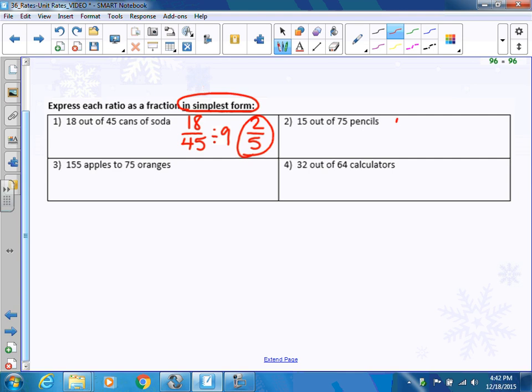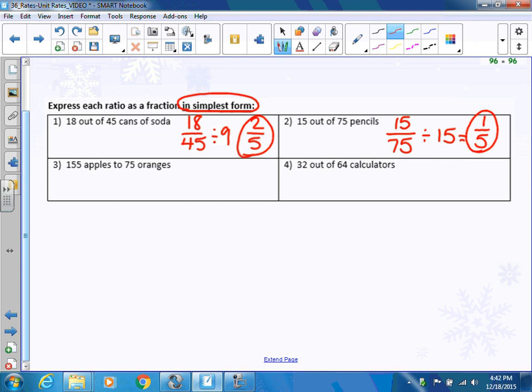Again, we're just taking the order that it's given to us. The top number goes as the numerator, the second number goes as our denominator, and we simplify. I can divide both of these by 15, and my simplified ratio will be 1 out of 5.